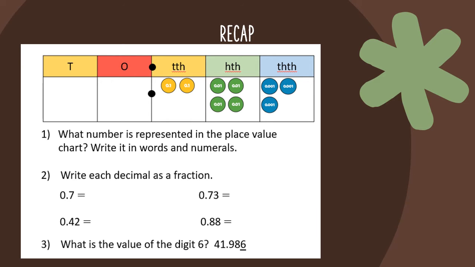Now, just before we move on to our main task, we're going to have a recap of the learning that we've already covered so far in this unit. Number 1, what number is represented in the place value chart? I would like you to write it in words and numerals. Number 2, write each decimal as a fraction: 0.7, 0.42, 0.73 and 0.88. And number 3, what is the value of the digit 6 in the decimal 41.986? Press pause now before looking at the answers on the next slide.